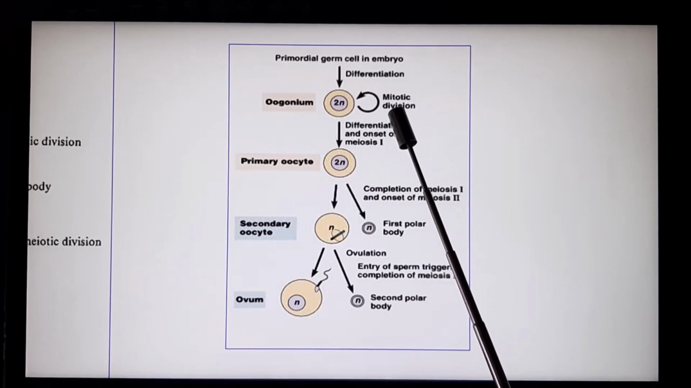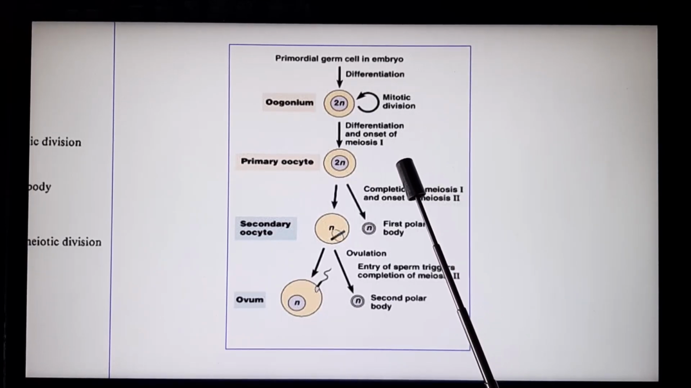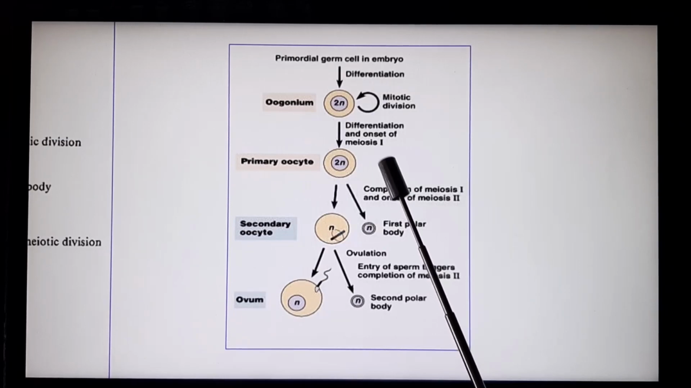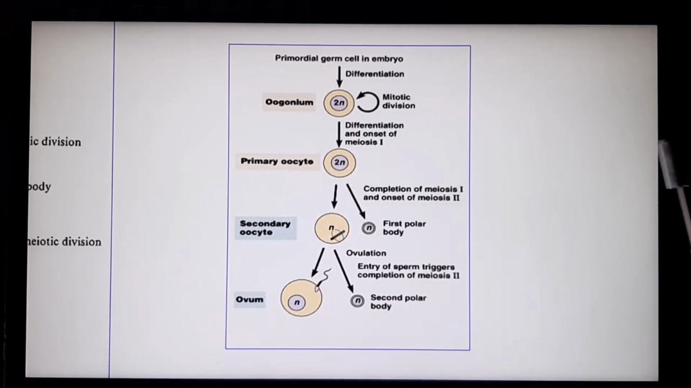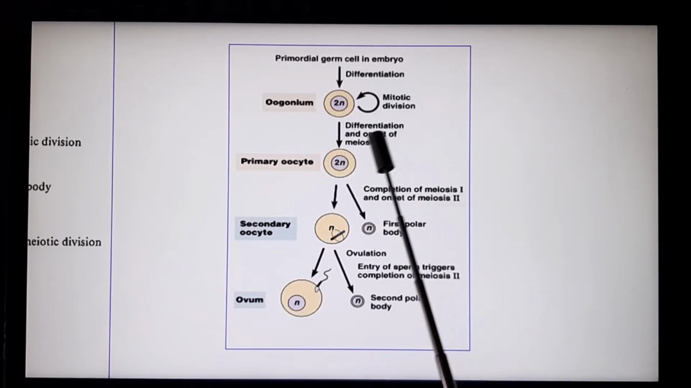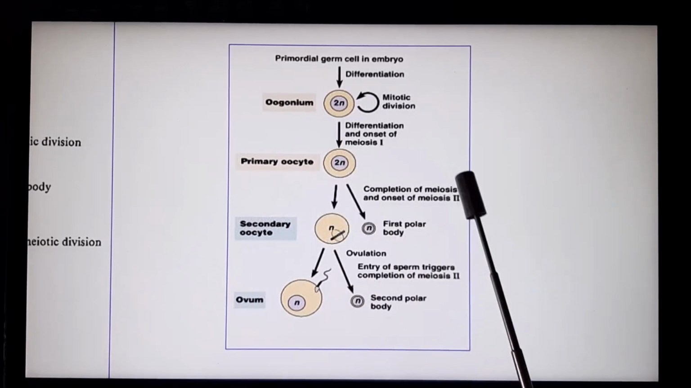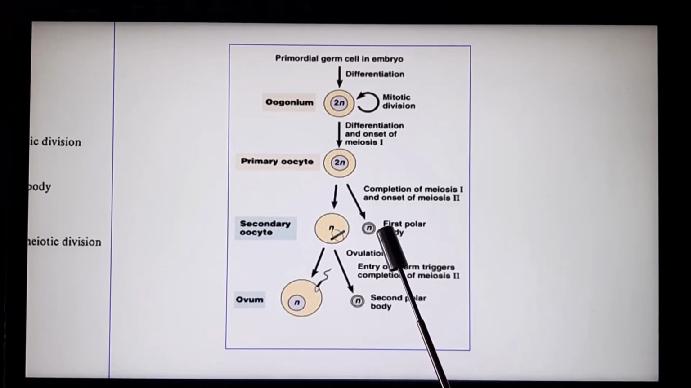Okay, mitotic division, and then it undergoes first meiotic division. The cell which enters into the first meiotic division is called the primary oocyte. This is the onset of first meiotic division. The first meiotic division results in unequal division, giving a large secondary oocyte and the first polar body. Then it undergoes second meiotic division, and the ovum and second polar body are formed.